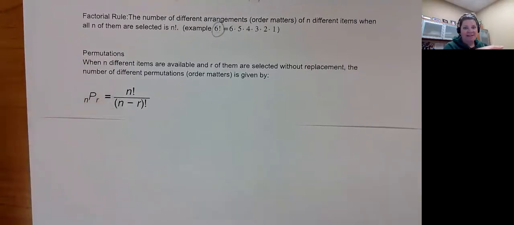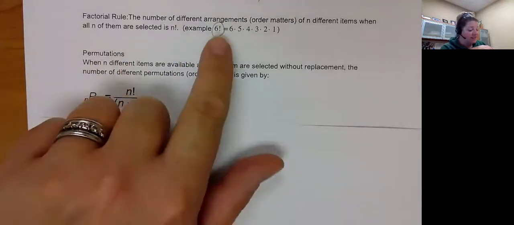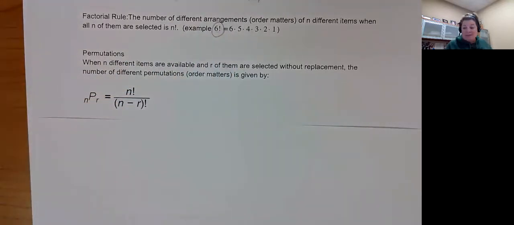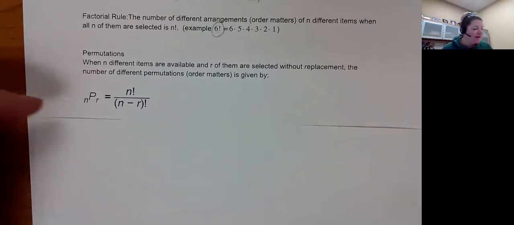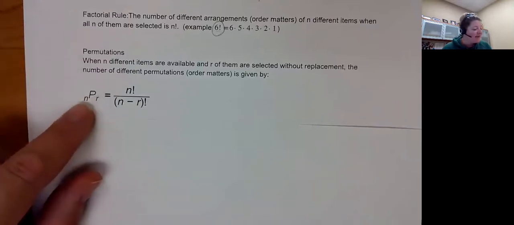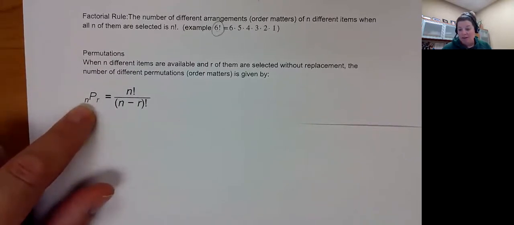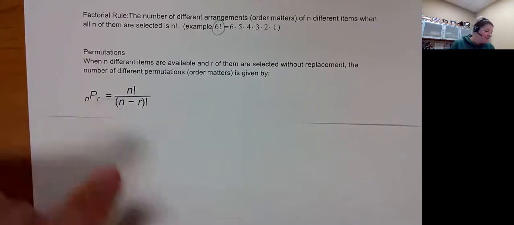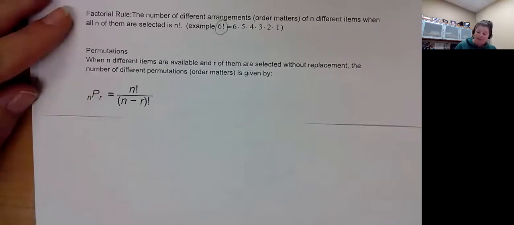So think of a race where I'm not just having 6 people or 10 people, I'm having 1,000 people. How many come in? I want the top 6 out of 1,000. That is the difference between this one and the factorial rule. This one is letting you have a different number to start with. So n is your total, r is how many you choose. That's our formula, write that down.